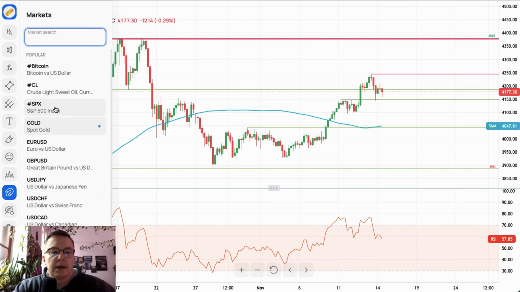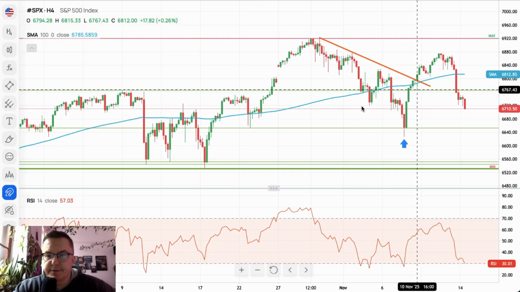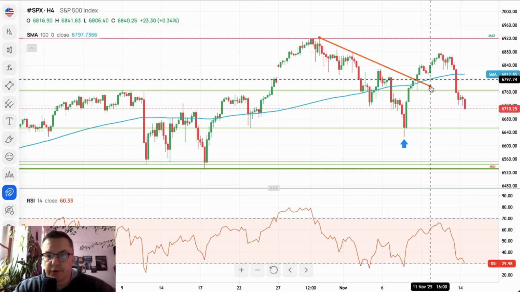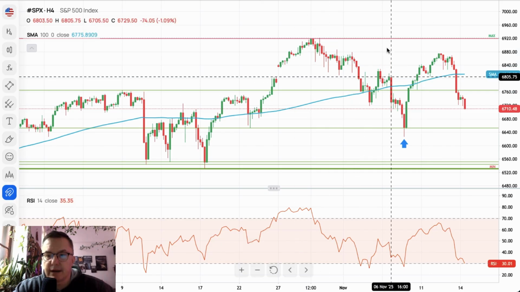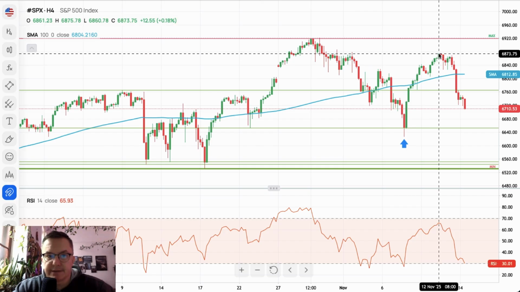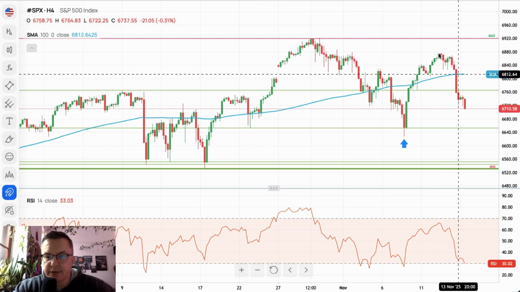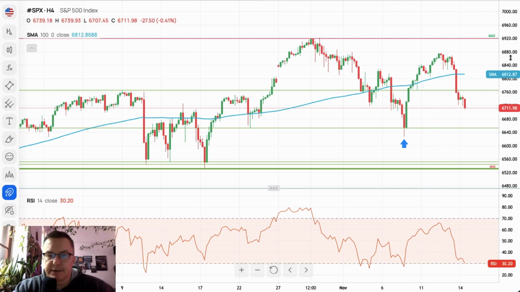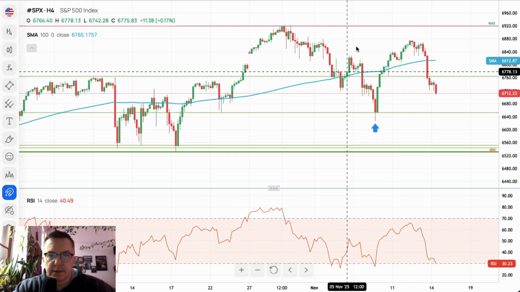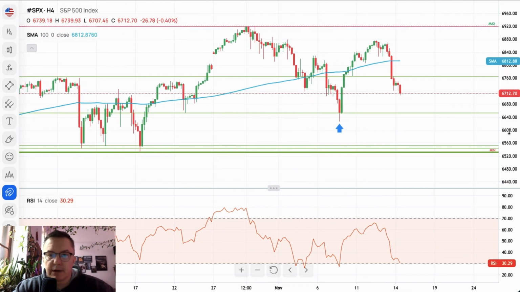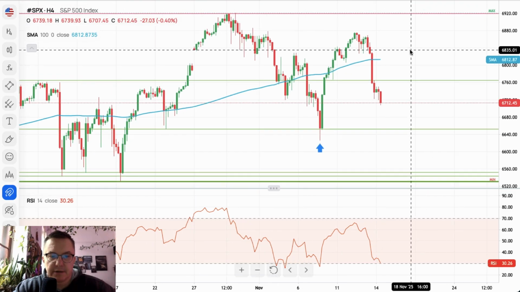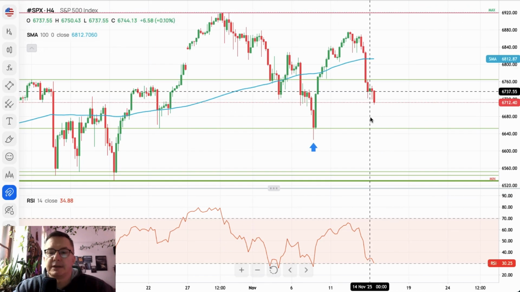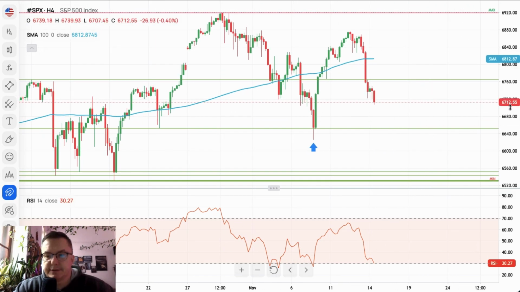S&P 500 keeps moving lower after the false breakout above the trend line. So right now this trend line is no longer valid. We went as high as 6,875, then reversed briefly, and now the market is continuing to move lower. As you can see right now on the chart, let me make it a little bit bigger. There you go. Right now on the chart we are almost below 6,700.